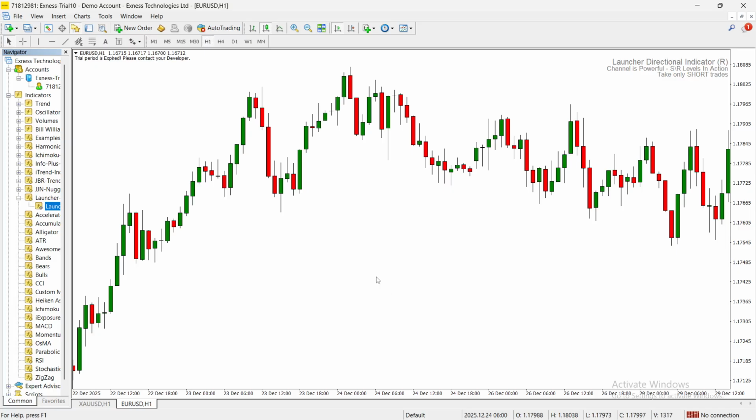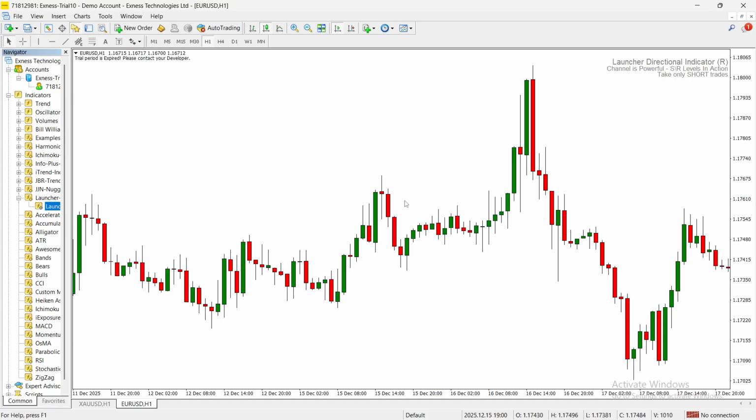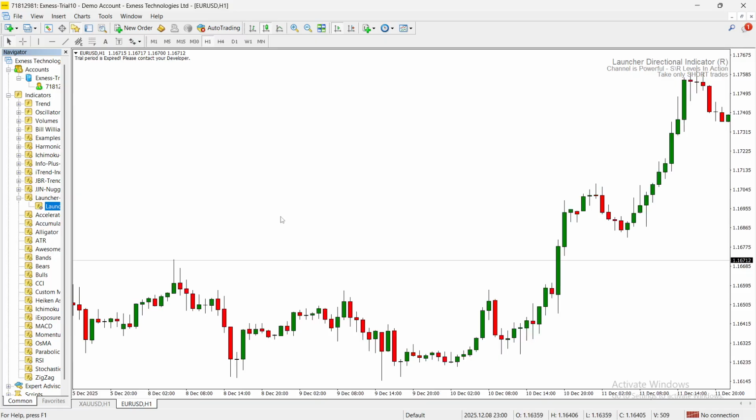through explicit directional guidance that helps maintain discipline, saving time by presenting a clear picture of both price position and recommended action, supporting risk management by identifying channel boundaries for precise stop loss and take profit levels, and multi-timeframe compatibility, allowing alignment of short-term opportunities with long-term trends.